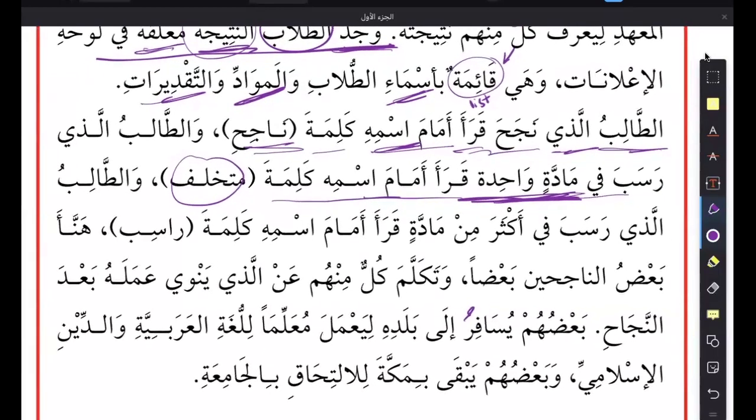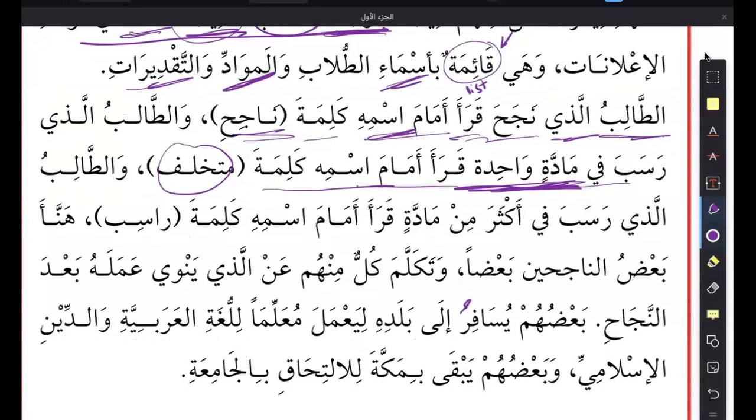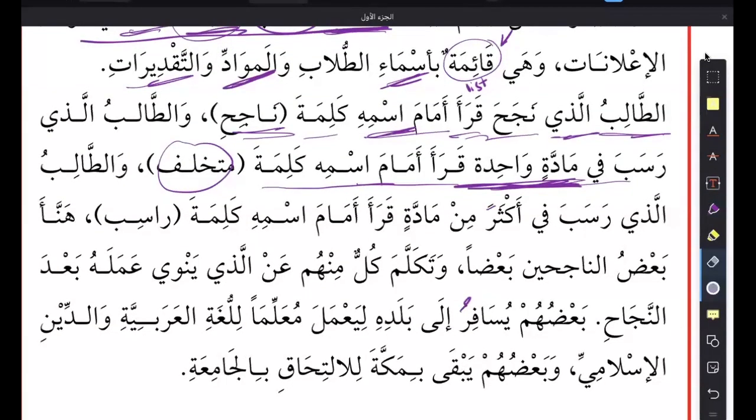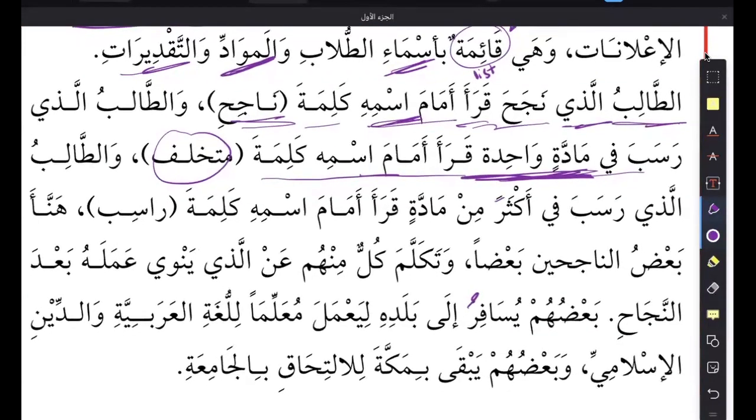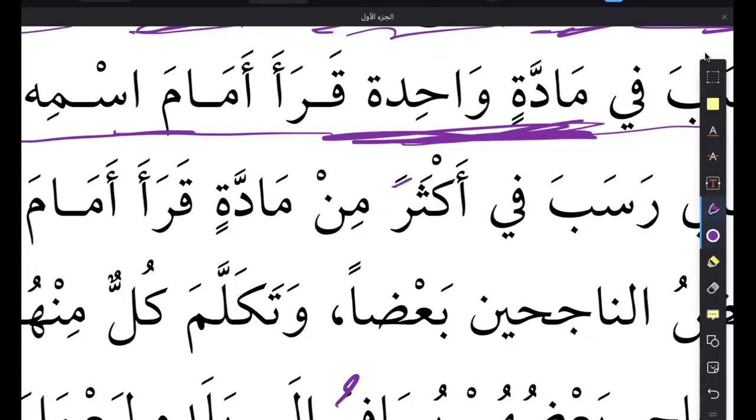Now والطالب الذي رسب في أكثر من مادة يقرأ أمام اسمه كلمة راسب. So the student who failed more than one class, he reads in front of his name what? راسب, failure or failed, someone who failed. So as you can see, we have أكثر and we have a fatha here.